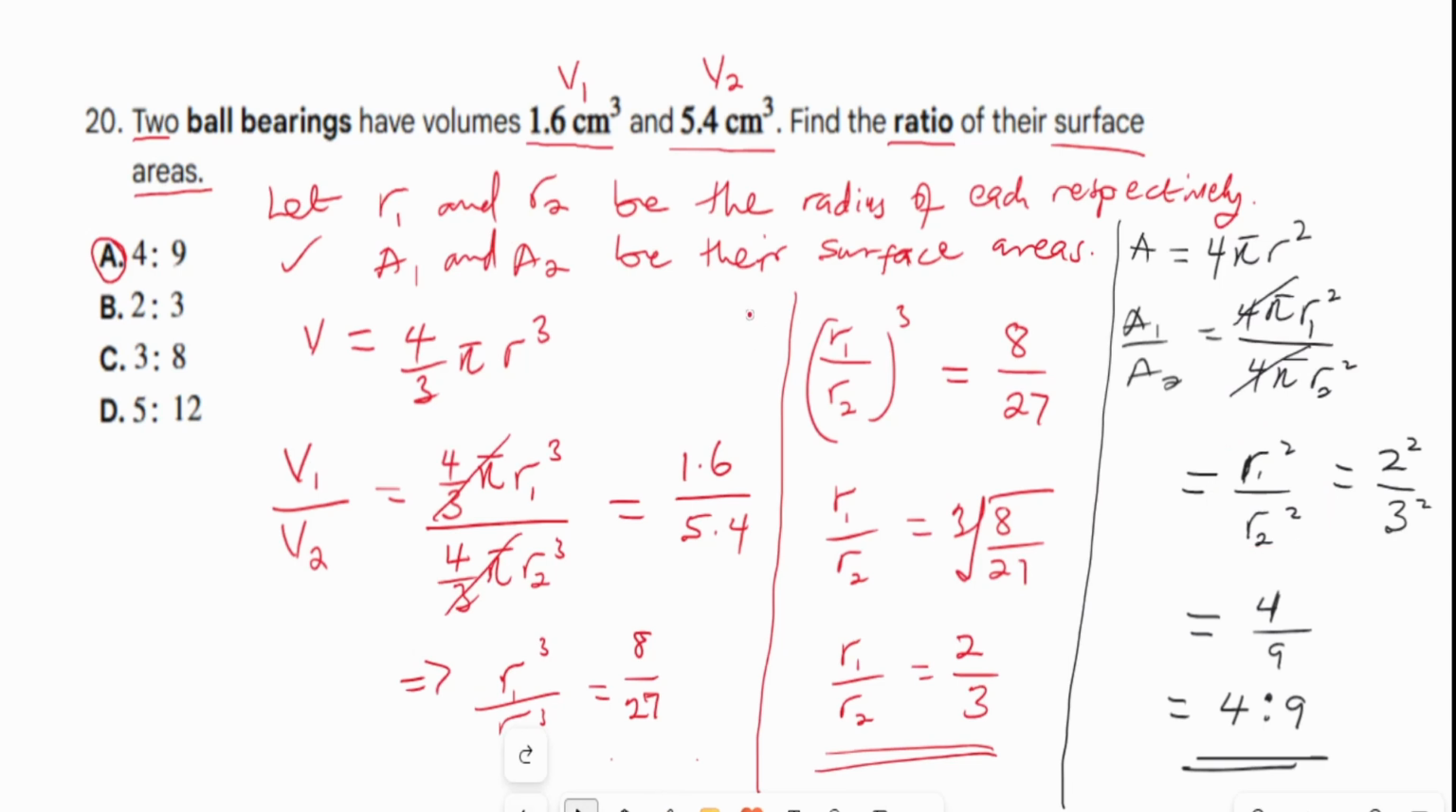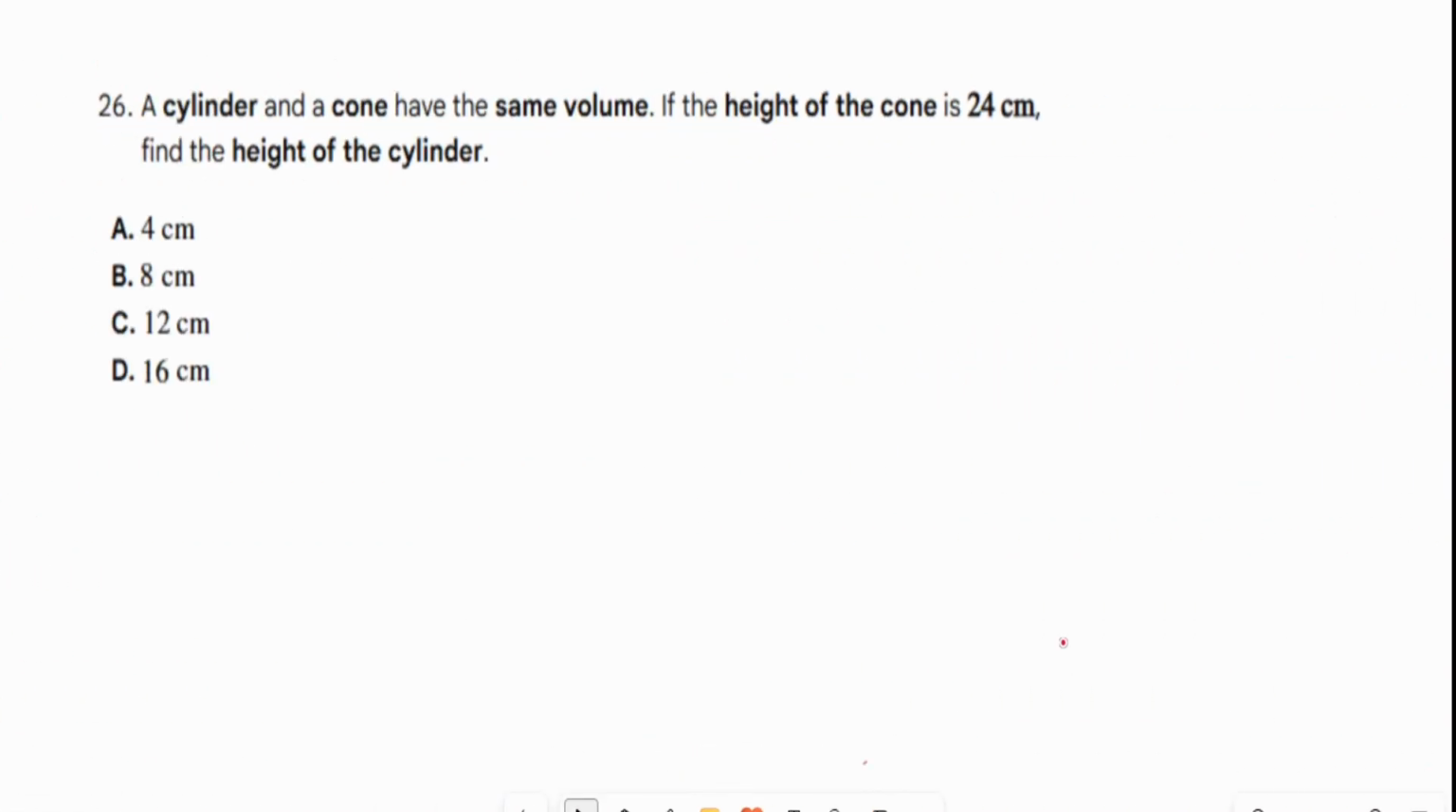Let's go to question 26. Question 26 reads that a cylinder and a cone have the same volume. If the height of the cone is 24 centimeters, find the height of the cylinder. Let's look at the key fact here. We are talking about a cylinder and a cone, and the question said they have the same volume. It's a very important piece of information. The question went ahead to give us the height of the cone to be 24, and now we're solving for the height of the cylinder.